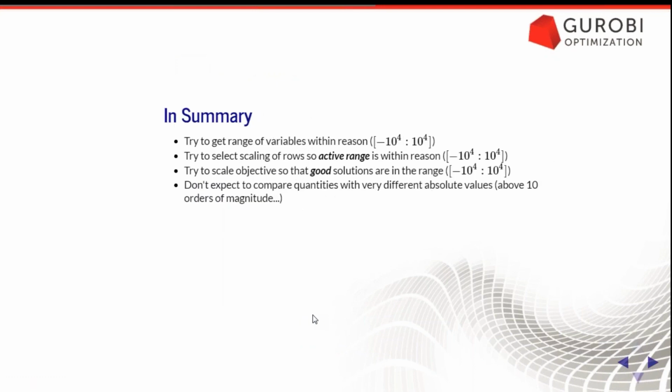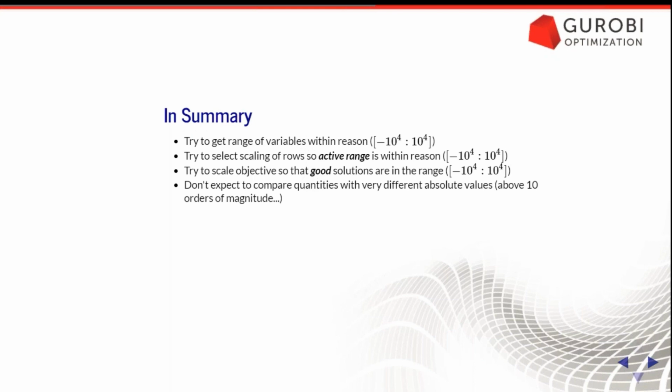So in summary, the quick takeaways. Variables shouldn't in general be in a range outside minus 10 to the 4 and 10 to the 4. The same applies for the constraints, the active range of the constraints, meaning where the solutions really move. And the same applies for the good solutions. The good solutions shouldn't be too far away from that range either. Also, you should not expect or try to compare quantities that have two very different absolute values.